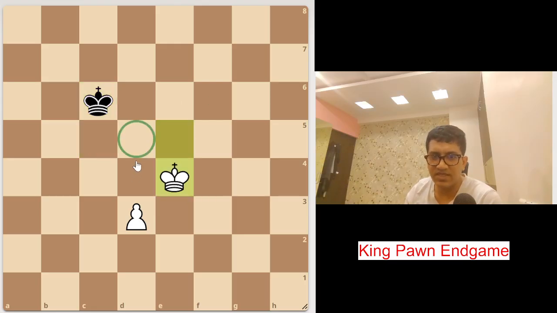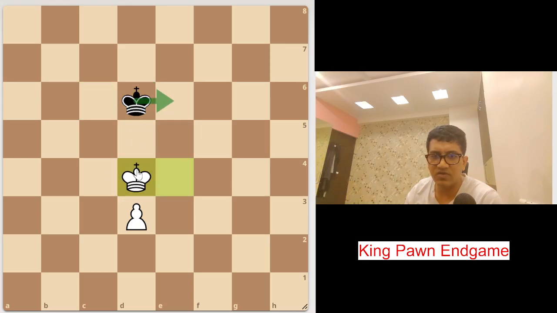Now you see here, you have one square left. Now where will he move? So if he moves here, you take the direct opposition. Now you are maintaining the opposition. Wherever he goes, you will penetrate. But let's suppose he moves somewhere here. So now you will see what the key square is. This 3 is the key square.